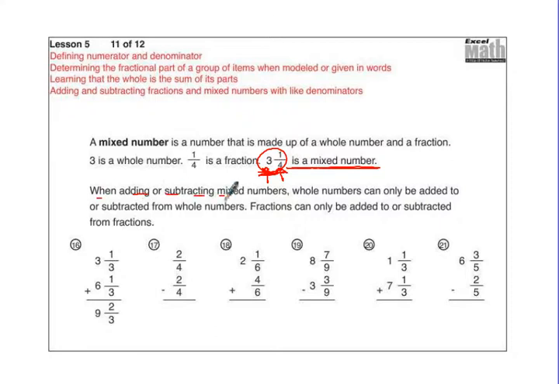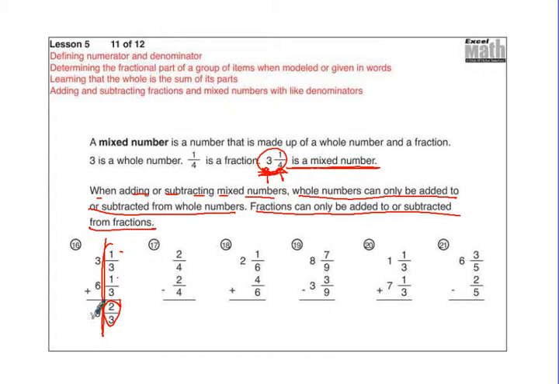When adding or subtracting mixed numbers, whole numbers can only be added or subtracted from whole numbers. Fractions can only be added or subtracted from fractions. Just like this. 1/3 plus 1/3 equals 2/3. I'm keeping this separate right there. 3 plus 6 is equal to 9. The answer is 9 and 2/3.